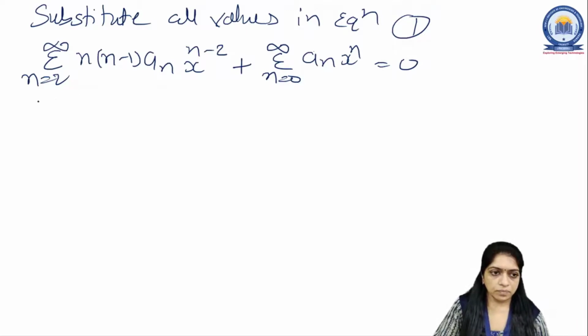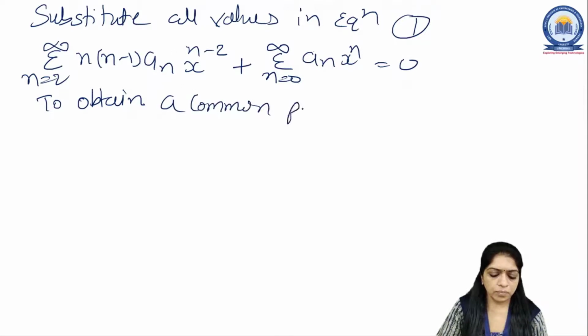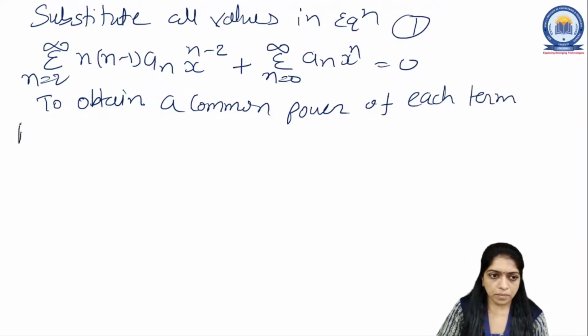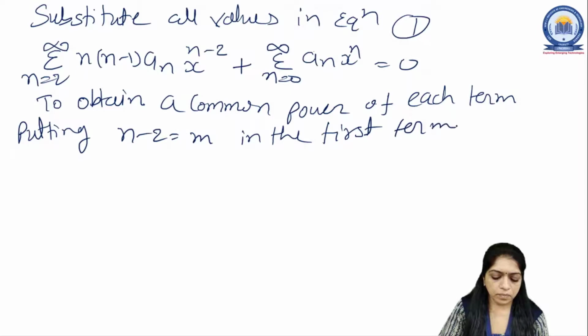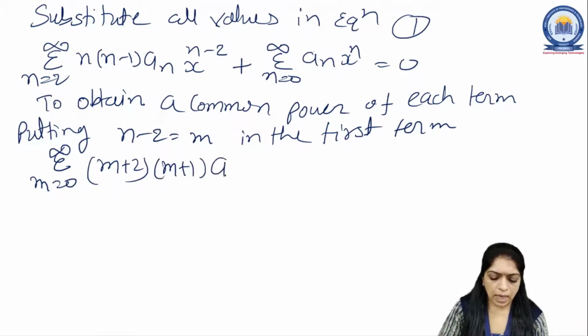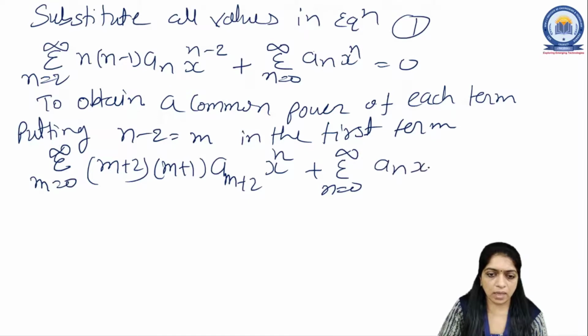To obtain a common power of x in each term, putting n minus 2 is equal to m in the first term, we get summation m equal to 0 to infinity, here m plus 2 into m plus 1 a m plus 2 x to the power m plus summation n 0 to infinity a n x raised to n equal to 0.